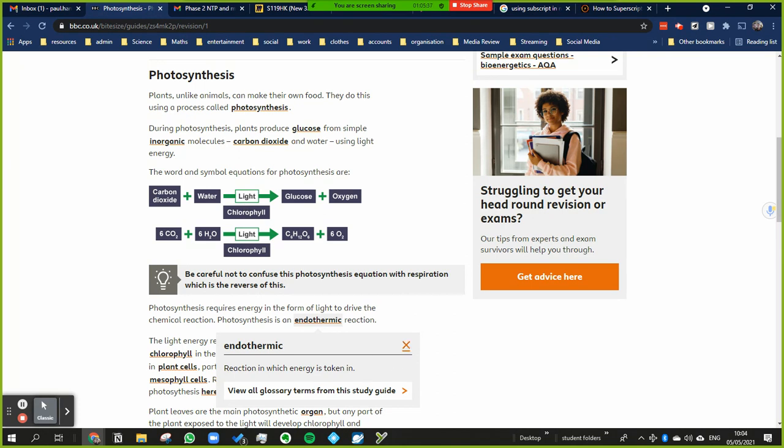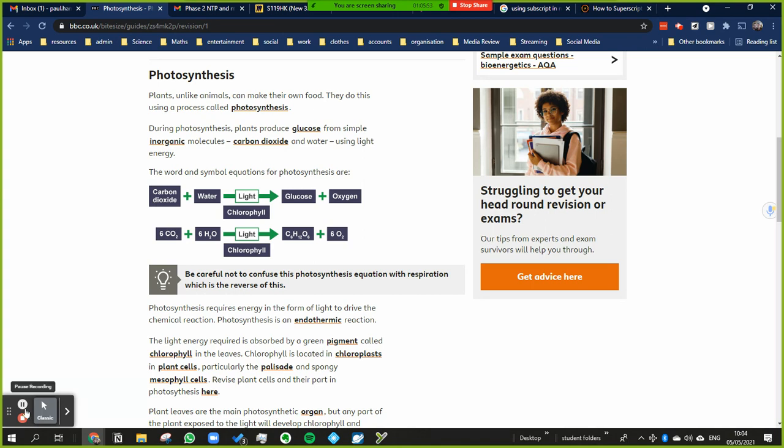So that's what endothermic means, and exothermic is the opposite. Exothermic produces energy. So endothermic takes energy in, and exothermic gives energy out. This is endothermic because it takes energy in. Okay, does that make sense?